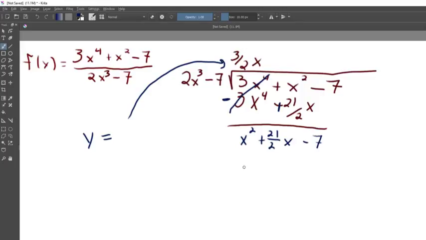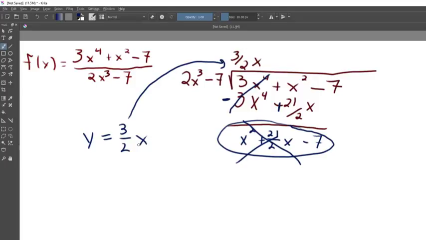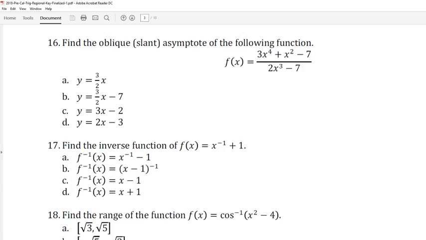Most of the time with long division, you need to go more than once. So repeat the steps. This times this needs to give me that. And unless I start dividing by x's, that's not going to work anyway. So all of this ends up being the remainder. It's kind of messy, but again, the remainder has no bearing on the slant asymptote. So my answer should be y equals 3 halves x. Look at our choices, and that would be choice A.